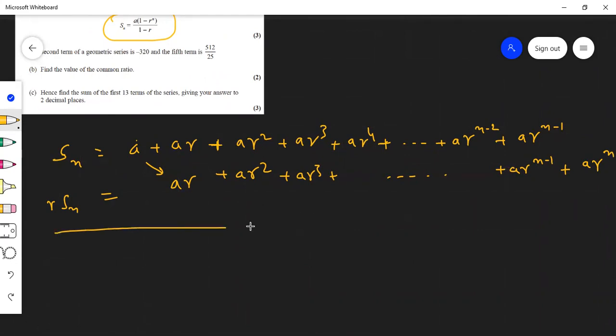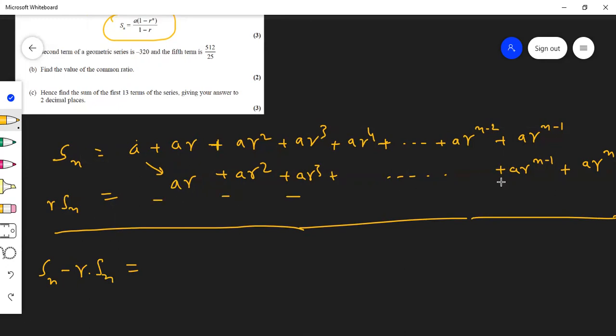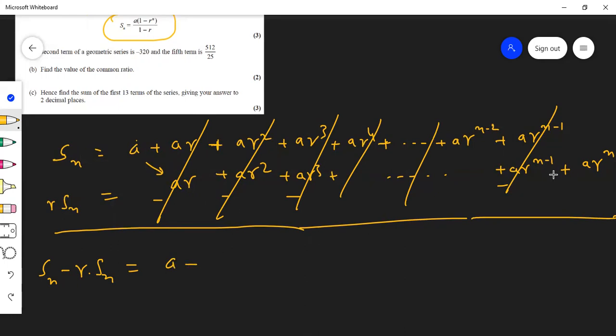So what happens when we subtract these expressions? The first one is Sn minus r Sn, Sn minus r into Sn. Now all these signs will change. Just subtract these terms and they will get cancelled: ar cancelled, ar squared, ar cubed, all the intermediate terms get cancelled. We are left with a, and we are left with ar to the power n.